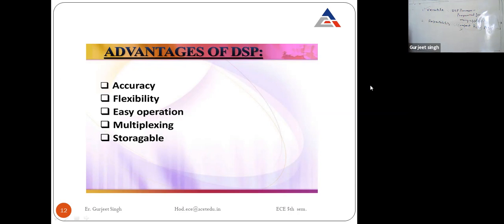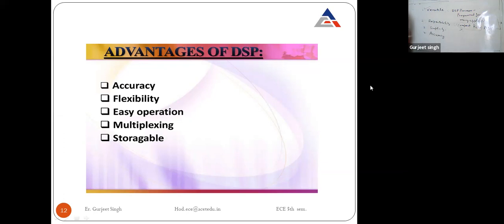Next, we have the advantage of simplicity. Our DSP processor is easy to build. It is the simplest. Okay, next we have accuracy.